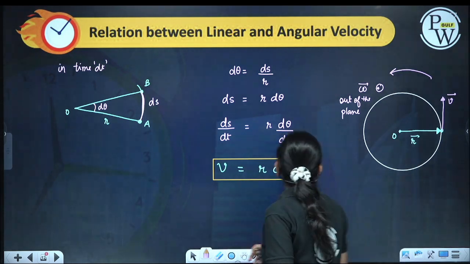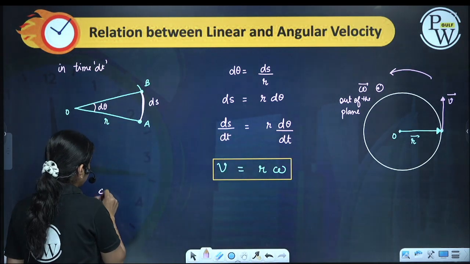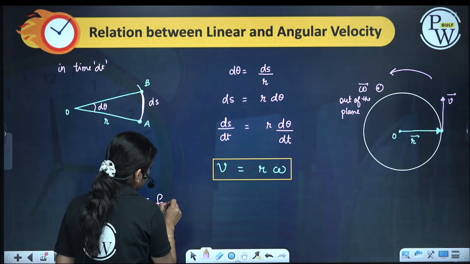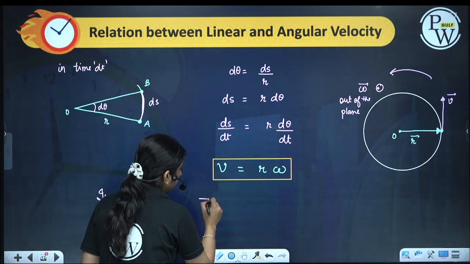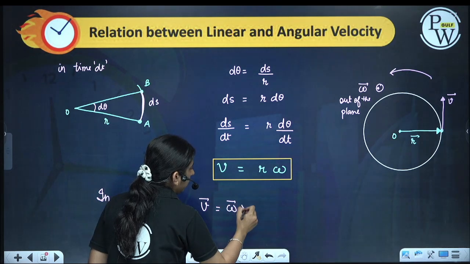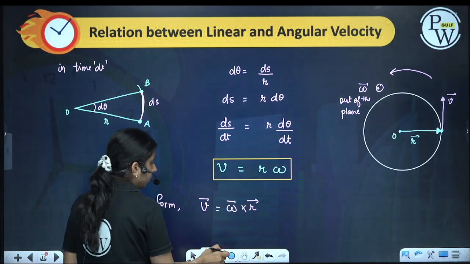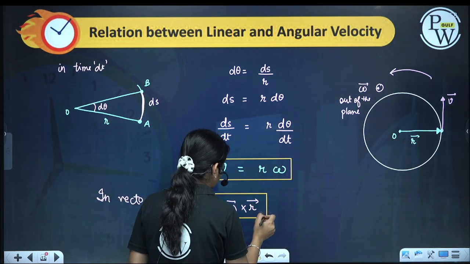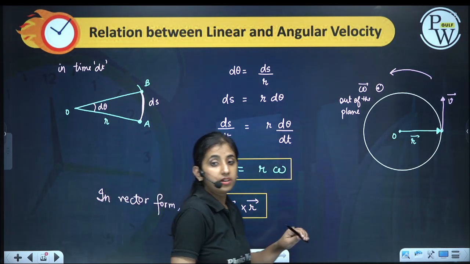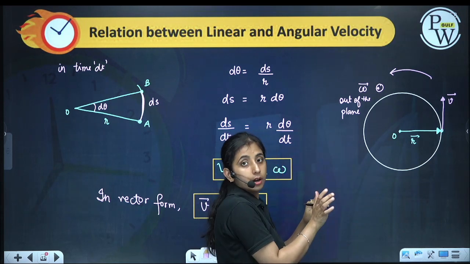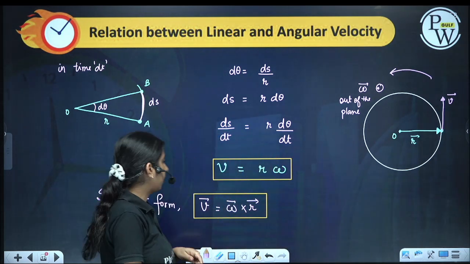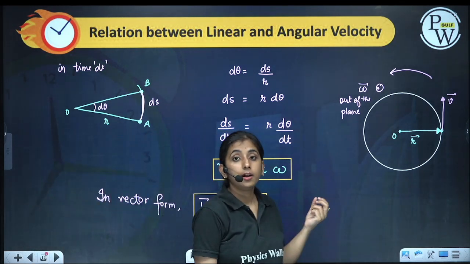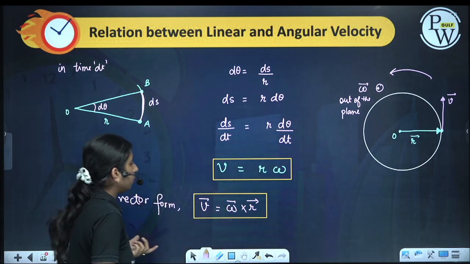So in vector form, velocity is equal to omega cross r. How do we check it? Rotate your fingers from omega to r, and velocity will be equal to omega cross r. In vector form, velocity is equal to omega cross r.